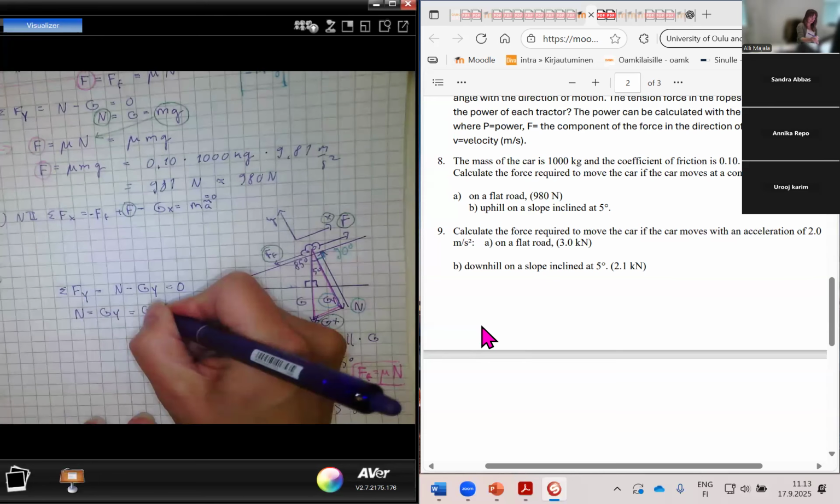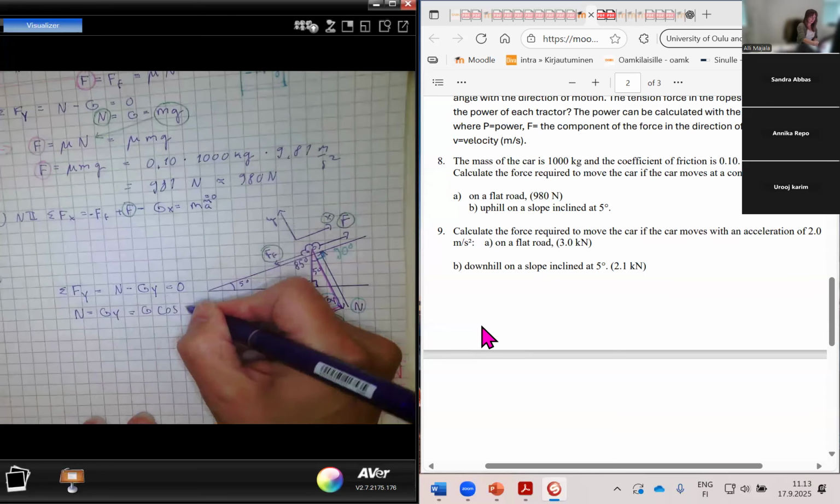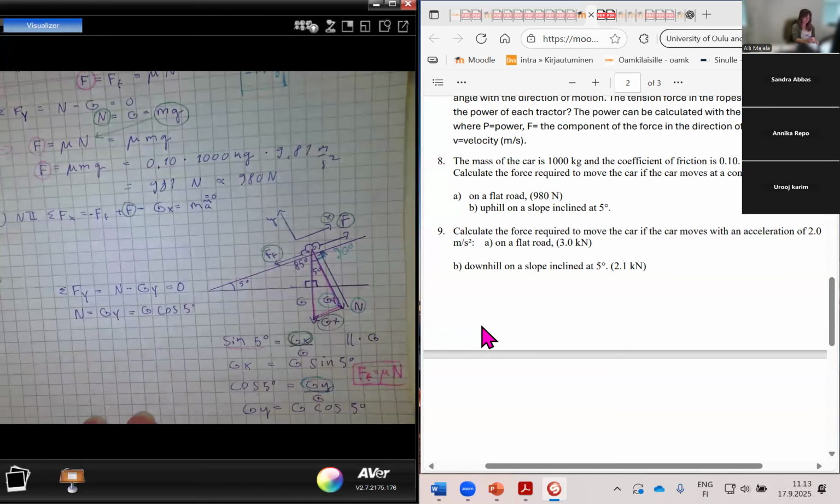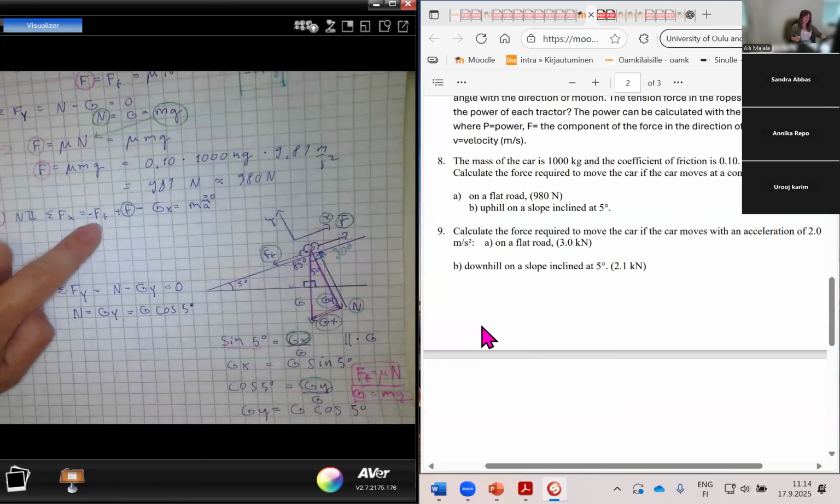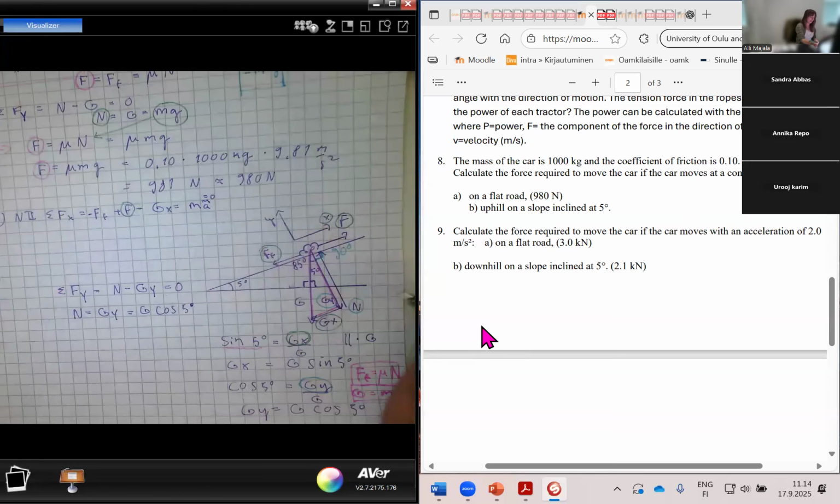So it's the g cos 5 degrees. Of course, you need to also know that the G, what I marked with G, is the mg: mass times the gravity acceleration, or what is it called in English? This one you have to modify a bit as well. So to solve the F from there.